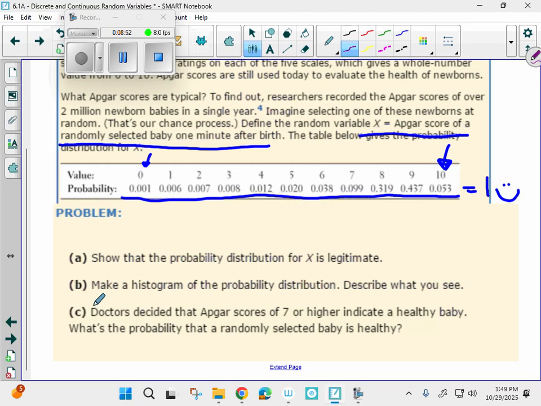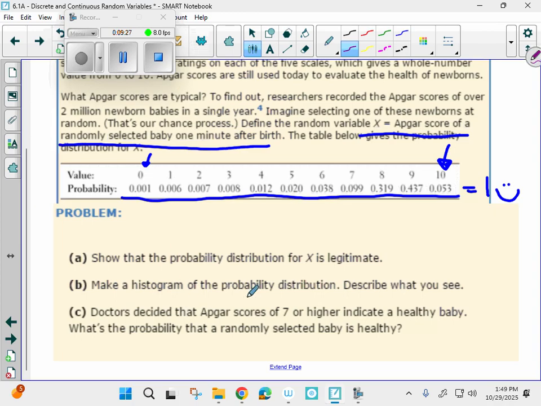Make a histogram. All right, so it's been a while since we've made a histogram, but you are going to make a few in the homework tonight. What would you put on the x-axis for this? Yeah, but say what it is. It is a value. I would say APGAR score, all right? And then what goes on the y-axis? Probability. You're probably only going to need to go up to 0.5 because that highest one is 0.437. All right, and then draw all your little bars. And there's no space in between, okay? You do put space in between categorical data, but all of this is numerical. It's a histogram. You put them right side by side.